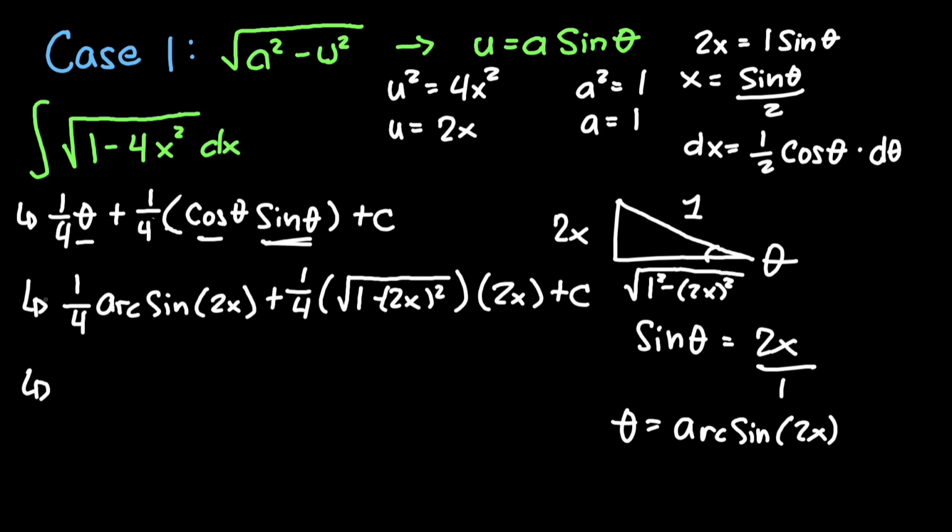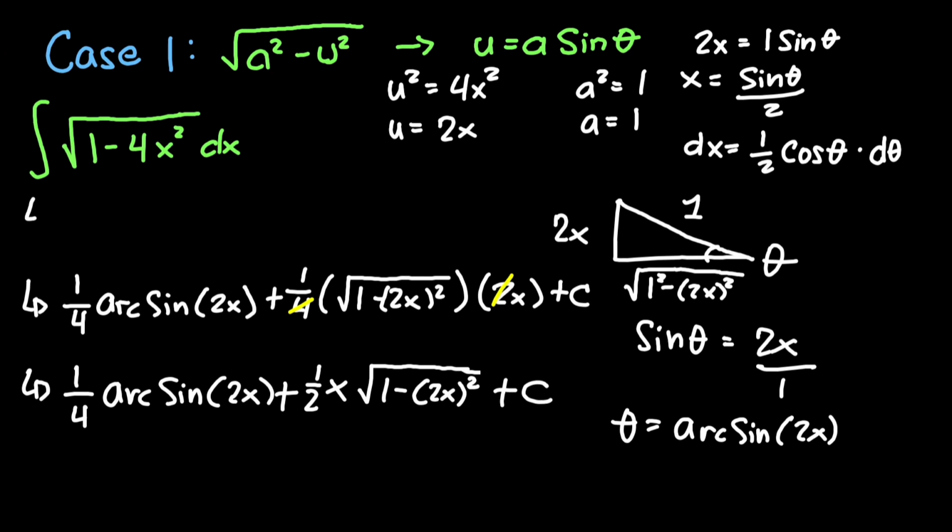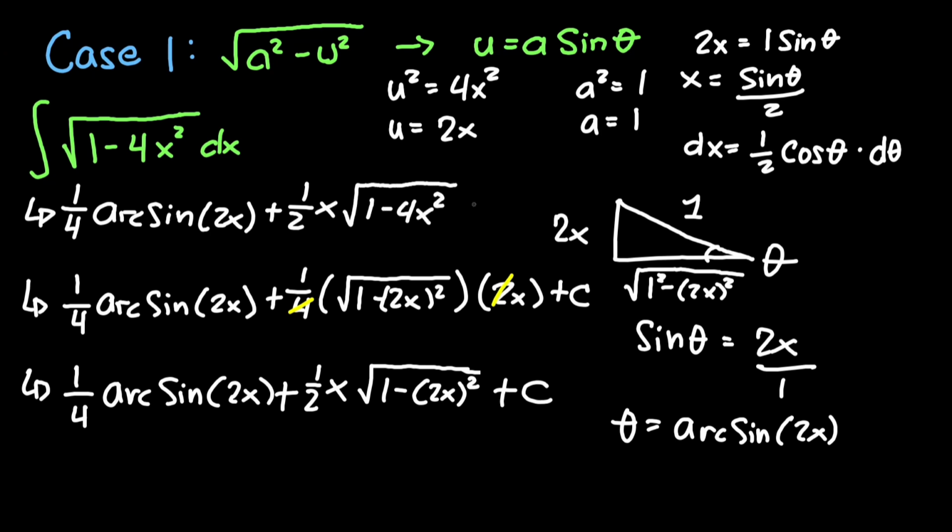And so let us simplify this. This would be 1/4 arc sine of 2x plus, you can see here, the 2 and 4 would divide, so this would be 1/2. Let's just move x nearer, so it would be 1/2 of x multiplied by the square root of 1 minus 2x raised to the power of 2 plus c. And now the final answer here would be equal to 1/4 arc sine of 2x plus 1/2 of x multiplied by the square root of 1 minus 4x squared plus c.